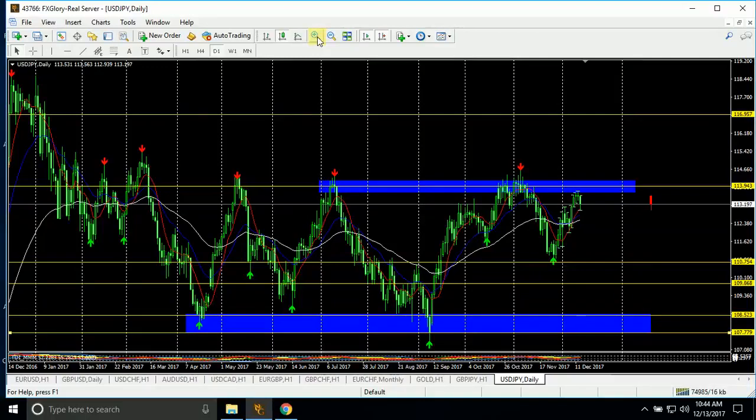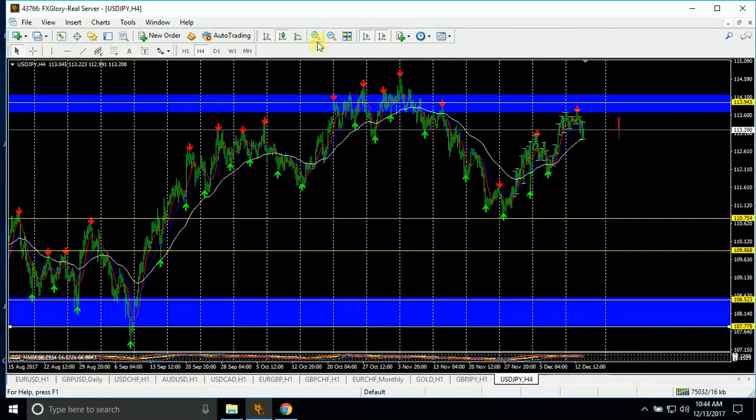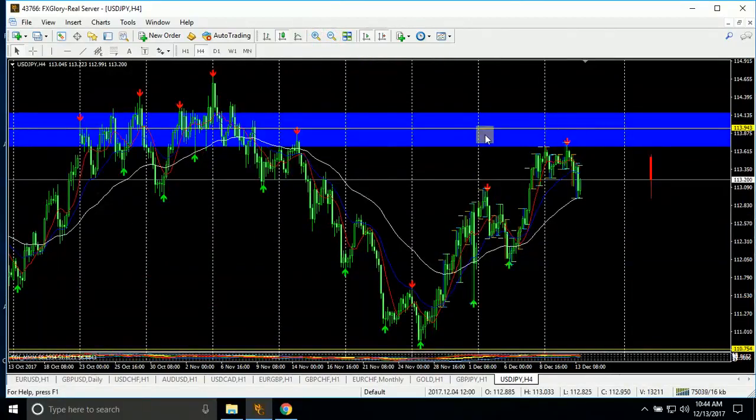Good. Okay, now if we come in here and look at the 4 hour, this is the type of situation that we would have identified, which I did. If you're paying attention to the Telegram group, you would have seen this signal of the USDJPY sell from in the 450 area, 113.450. You see it's at 113.190 now.